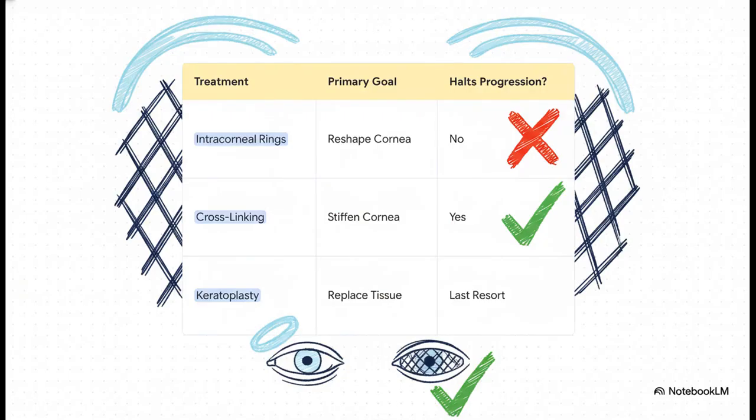It is so important to distinguish the goals of these different treatments. Intracorneal rings. Their main job is to reshape the cornea to try and improve its optics. But meta-analyses have shown they do not halt the progression of the ectasia. The only treatment that's been proven to significantly slow or stop the disease from getting worse is corneal cross-linking.